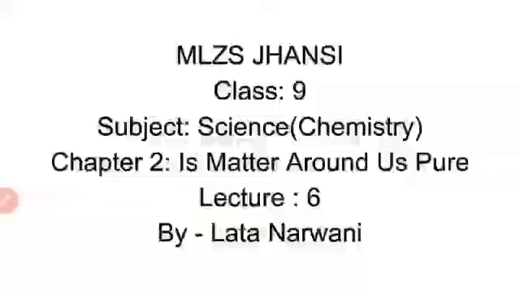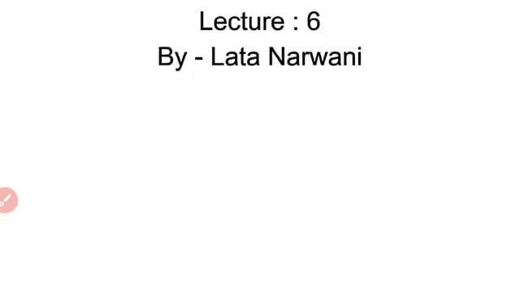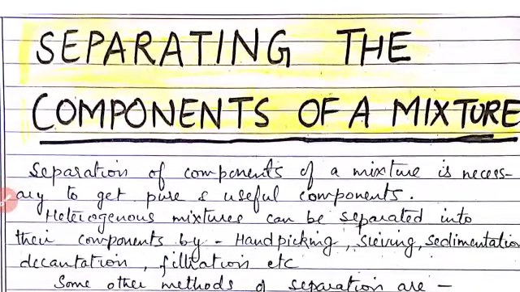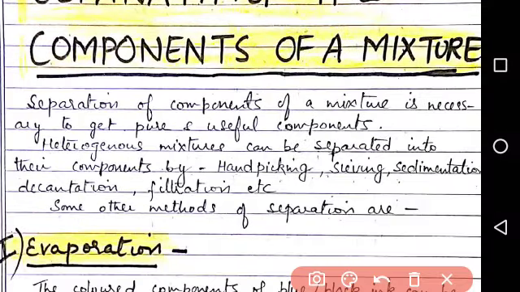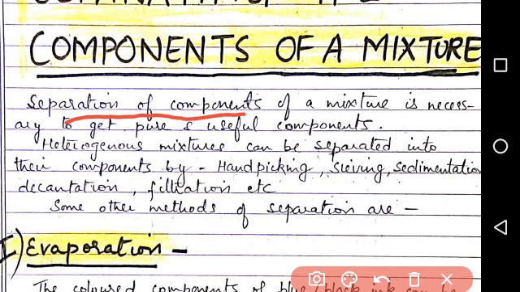Children, we were doing the lesson Is Matter Around Us Pure, and we had studied pure substances and mixtures. Today we will be doing the topic: How can we separate the components of a mixture? Separation of components of a mixture is necessary to get pure and useful components.